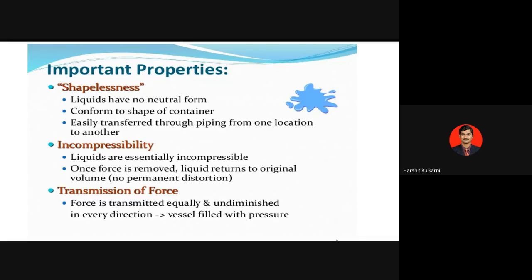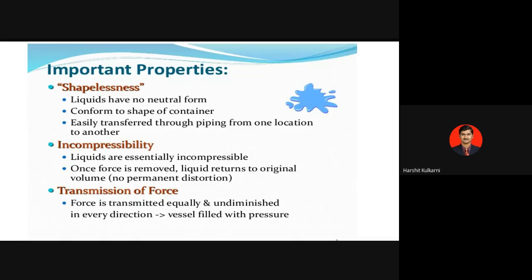In fluid power systems, we have actuators. What are actuators? Actuators are those elements which provide the movement, or help in performing the actual work. We have rotary actuators, linear actuators, and so on. So we can easily transfer this fluid in those actuators from one location to another because of its shapelessness.